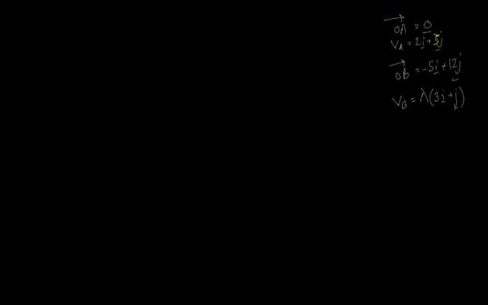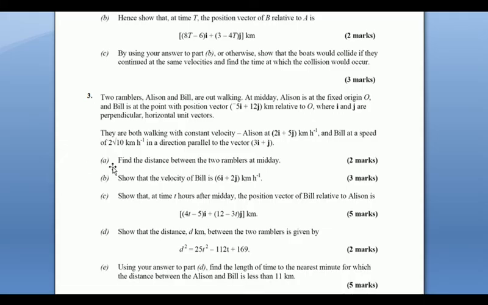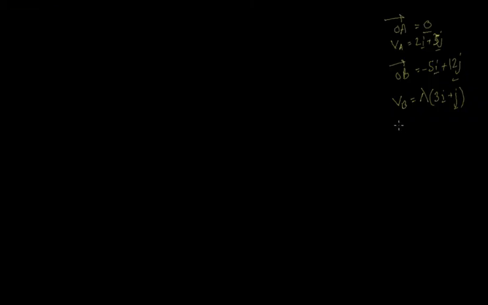So what we have to do now is find the value of lambda. Have they given us any information? They have given that the speed of B is 2 square root of 10. That means the modulus of velocity, the speed, is 2 square root of 10. So this is what we need to know. So let's start with A.